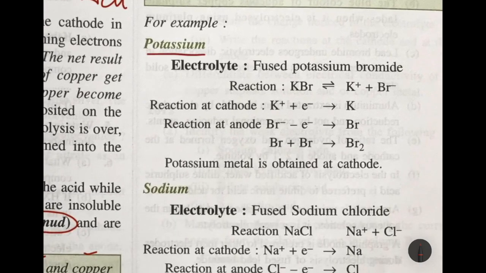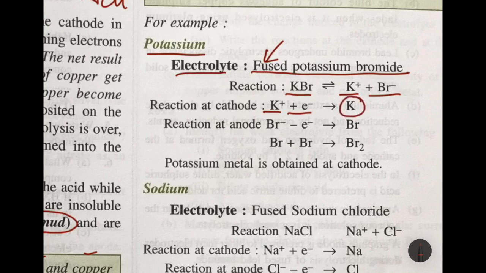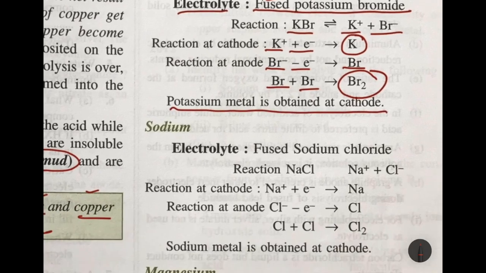For example, for potassium the electrolyte is fused potassium bromide. Fused means melted, okay. So you know that potassium bromide will turn into potassium and bromide ions. So what happens at the cathode? Potassium will gain the electron it had lost and it will turn into potassium metal, and at the anode bromide will lose the electron it had gained, so it will turn into bromine atom. Two bromine atoms will come together to form bromine gas, a reddish brown gas. So potassium metal is obtained at the cathode.